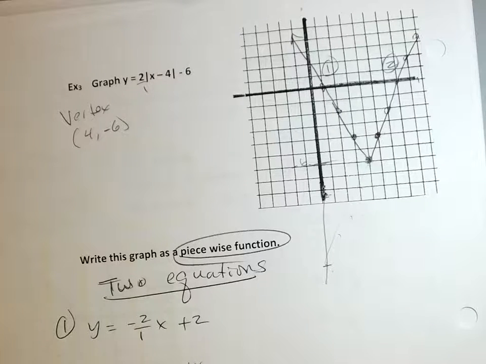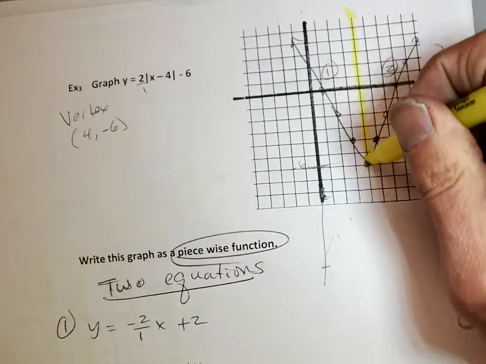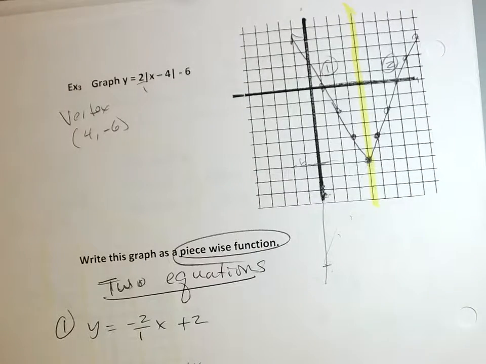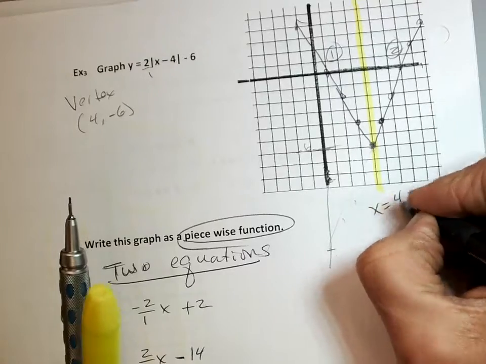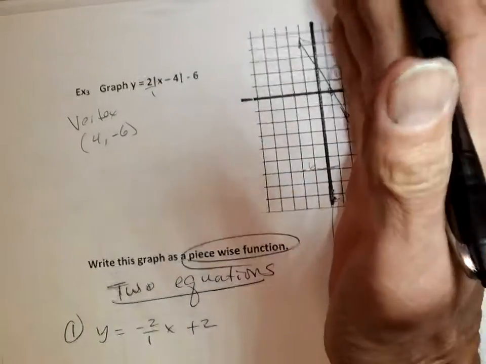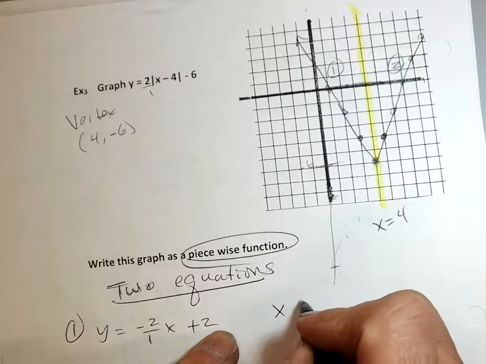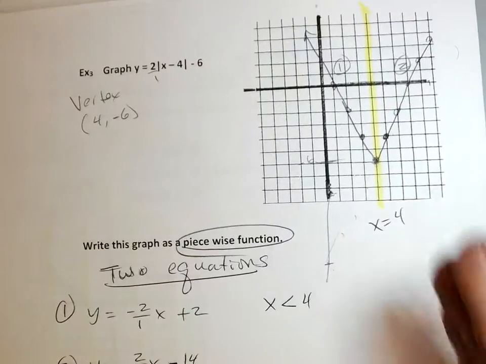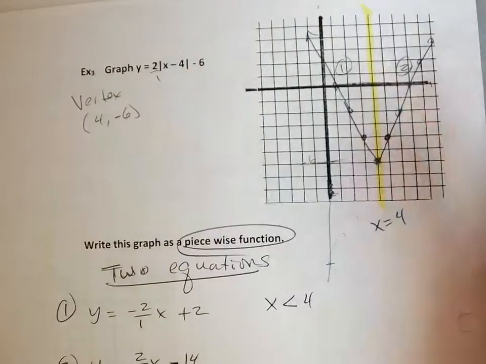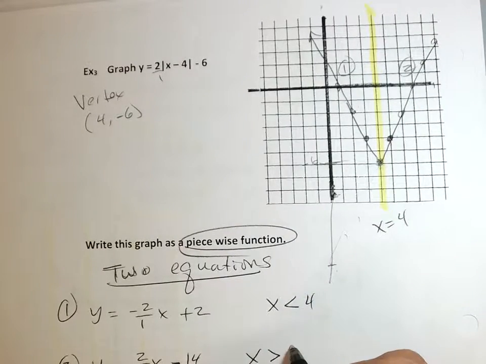All right, now, it's a piecewise graph. So where are they connected? Connected right here at x equals 4. Graph number 1 is on the back side of it, so graph number 1 is at x is less than 4, from 4 back. Graph number 2 is on this side of 4, from 4 forward, or x is greater than 4.